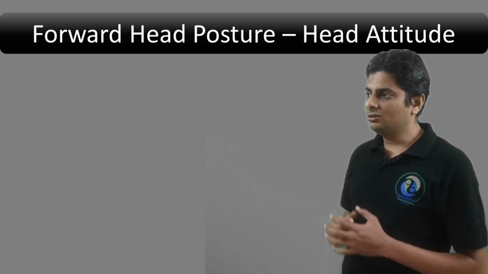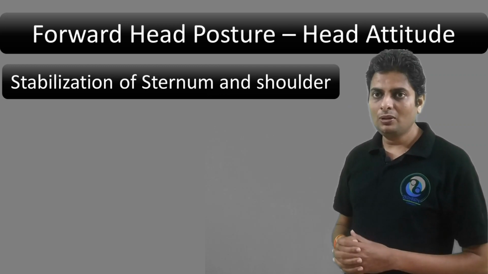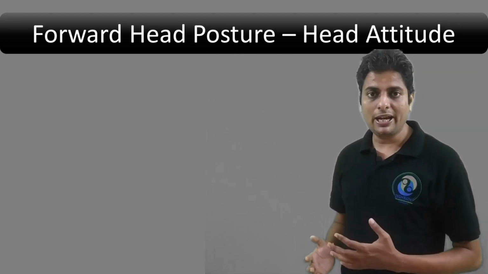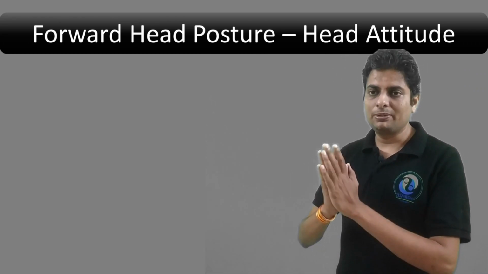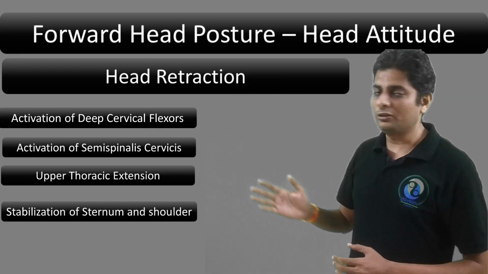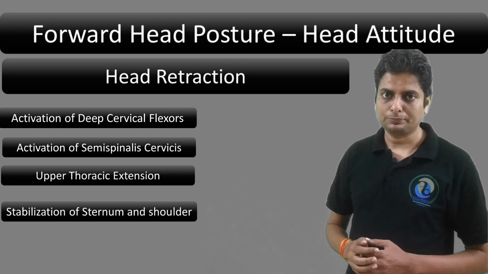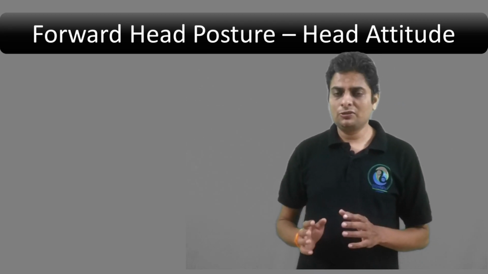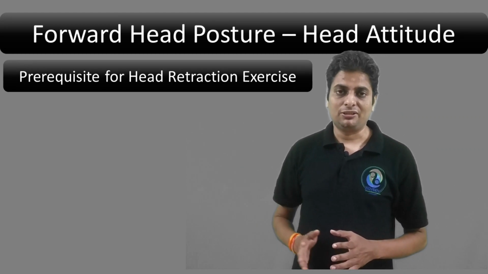Step third, this also includes a stabilized sternum. Over this stabilized sternum, when you retract your head, your sternocleidomastoid and upper trapezius get stretched. So this is the physiology or mechanics behind the chin tuck posture or chin tuck exercise. Now to achieve this physiological retraction, we require some prerequisites.